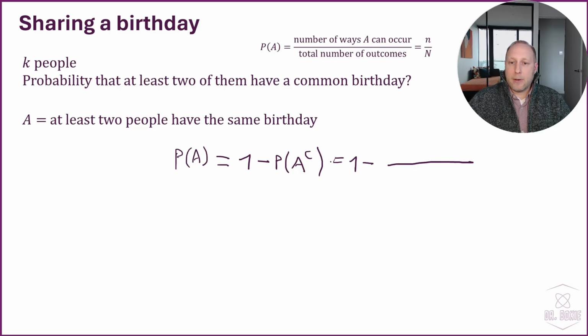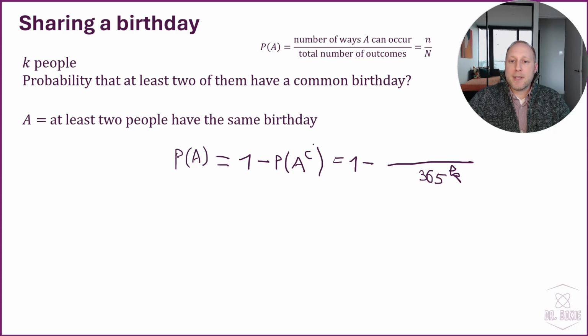For one person, there are 365 possible outcomes. For two people, there are 365 times 365. For three people, you multiply it again with 365 and so forth. In other words, for k people, you have in the denominator 365 to the power k. In the numerator, what you want is that the people don't have the same birthday, because we're looking at A^C in this case, so that's the probability that nobody shares a birthday.